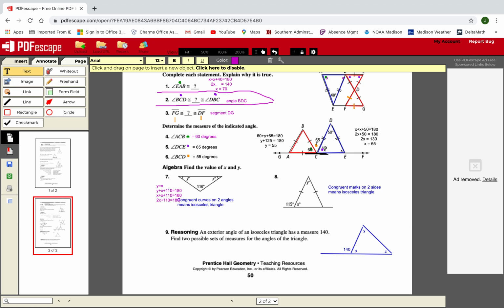Oops, I should have scooted that over just a smidge, huh? I wonder if I can do that. Nope. I'll have to, there we go.